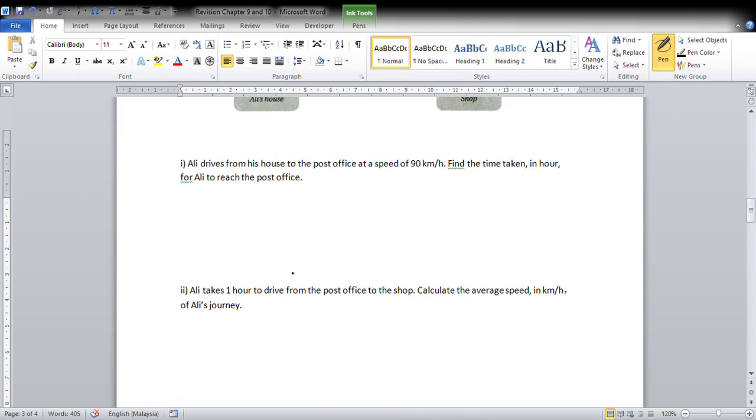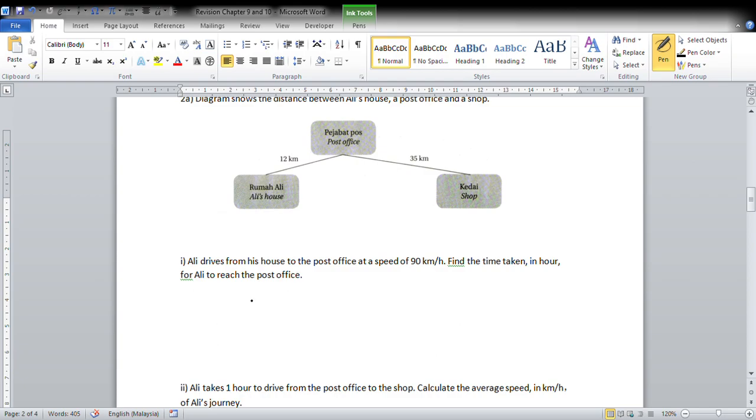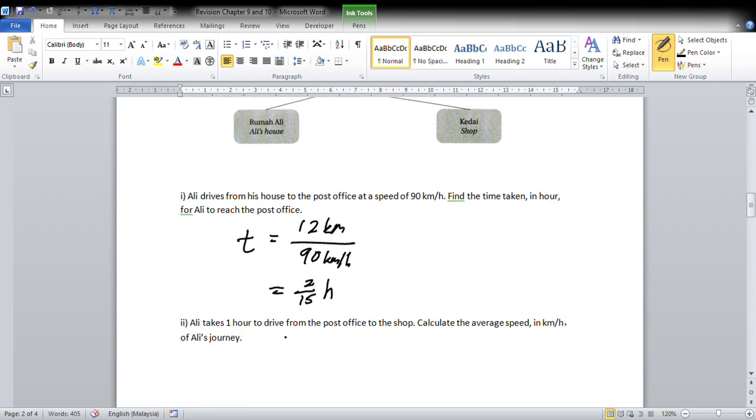we use distance over speed. Time taken is distance, 12 km, sorry, over the speed. Distance over the speed. Then you simplify, just simplify by dividing by 6. You're going to have 2 over 15 hour. Okay, write in fractions, no problem.